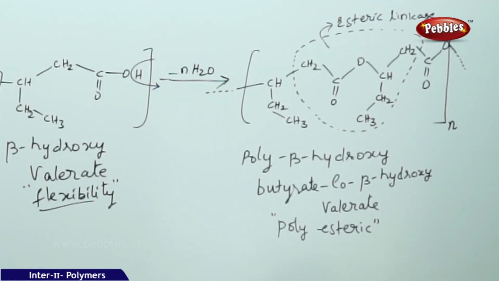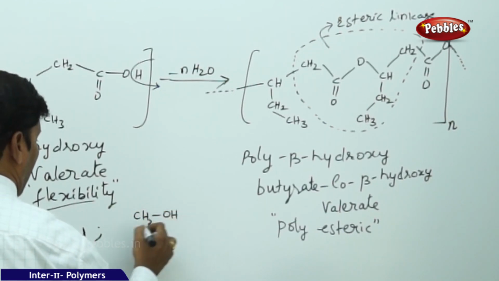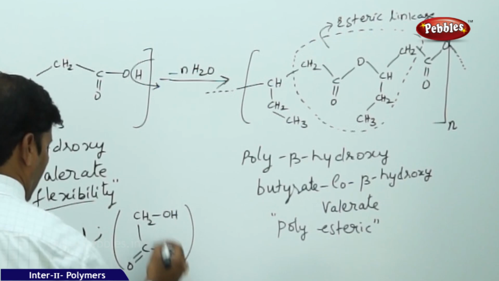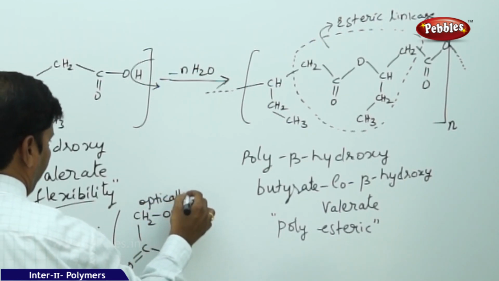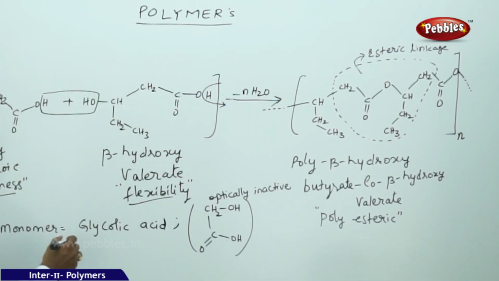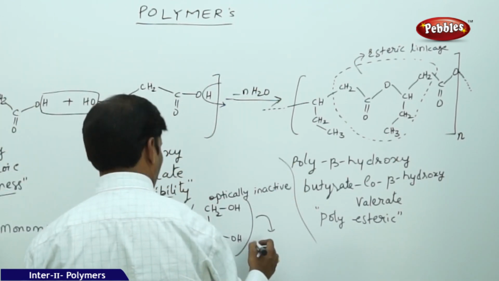So second one, if you go for PGA, the monomer involved is glycolic acid. In this glycolic acid you can take one primary alcohol and one carboxylic group. This is the glycolic acid, which is optically inactive, and because only one type of monomer is involved, we can say that this is going to form a homopolymer.